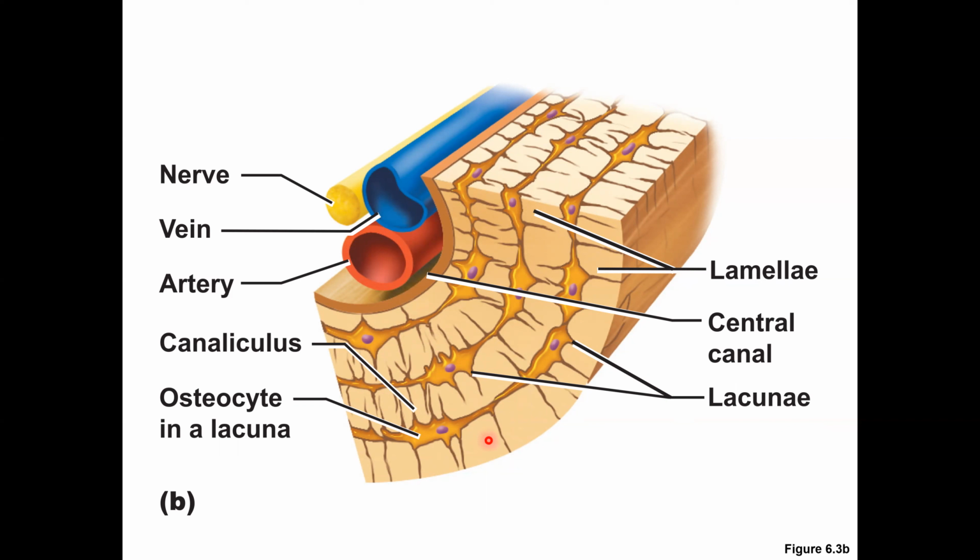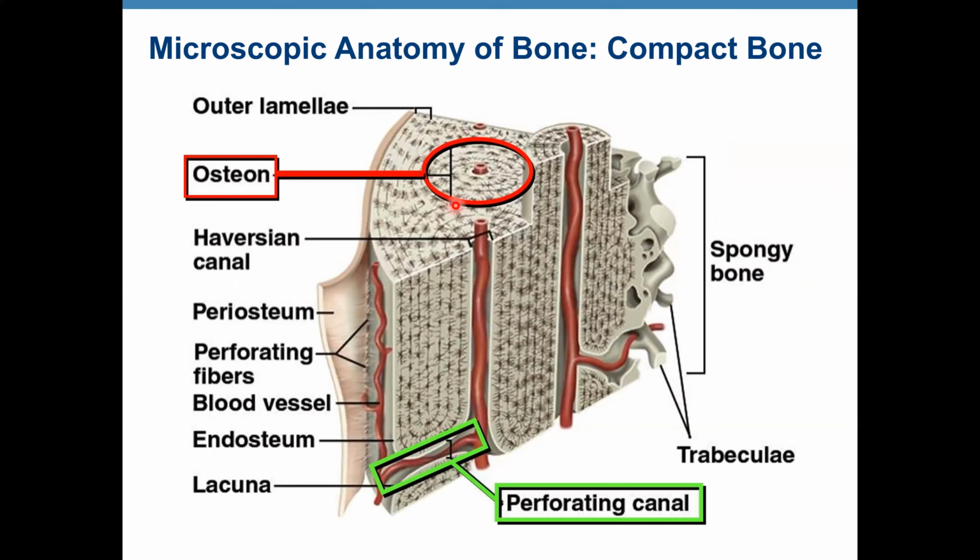So this is a lamella. This is another lamella. This is another lamella. This is the central canal. Osteocytes are in the lacunae. Lacuna is one, lacunae is plural. And then we have canaliculus, one, or canaliculi, many of them. If you look over here, this kind of dark structure, those are osteocytes inside lacunae, and it's like little feet radiating from the cells, those are canaliculi.